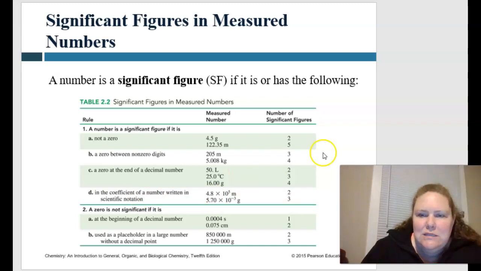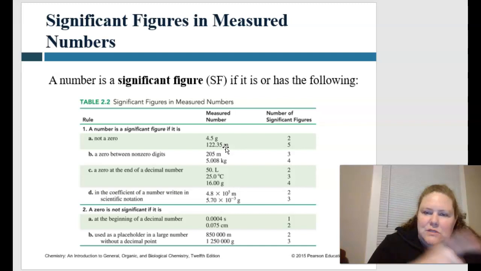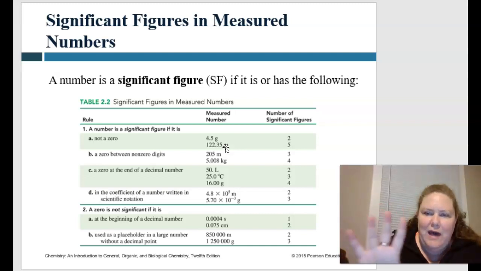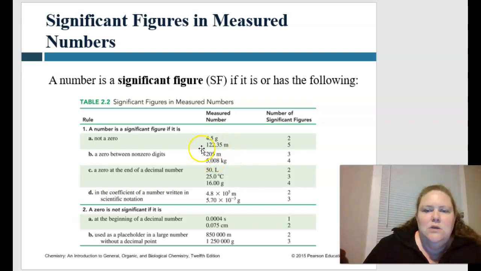And so if we look at this, how many sig figs would we have? Well, 4.5 grams would be 2. 1.2235, that's 3 on the left, 2 on the right. That gives you 5 sig figs. This 205 is 1, 2, 3 numbers, so that gives you 3. This one, 5.008, again, everything counts, so that would give you 4, etc. Okay, so you can see that those are when they count.